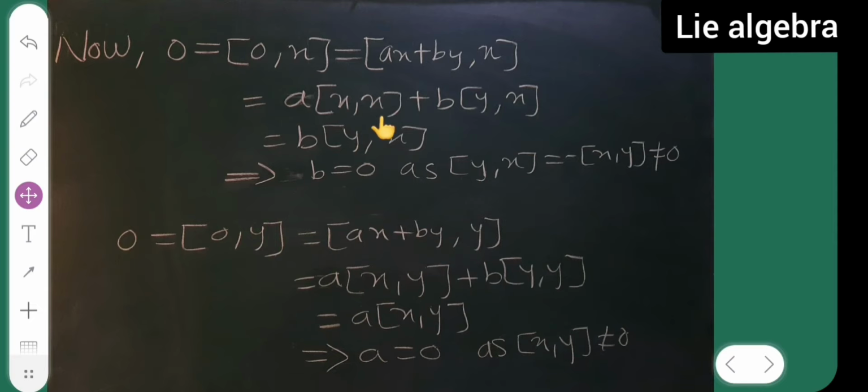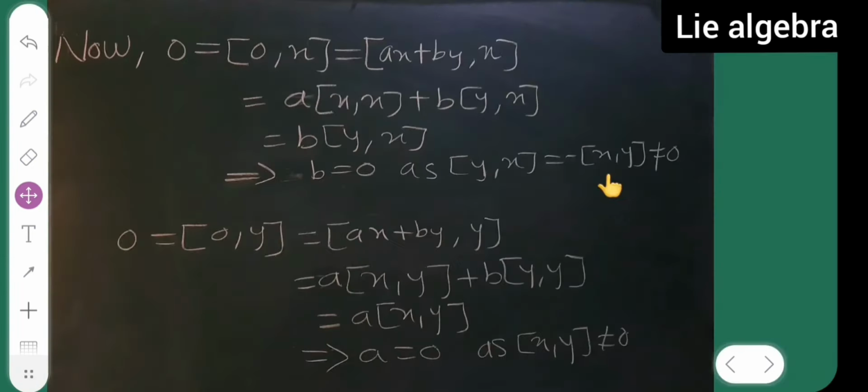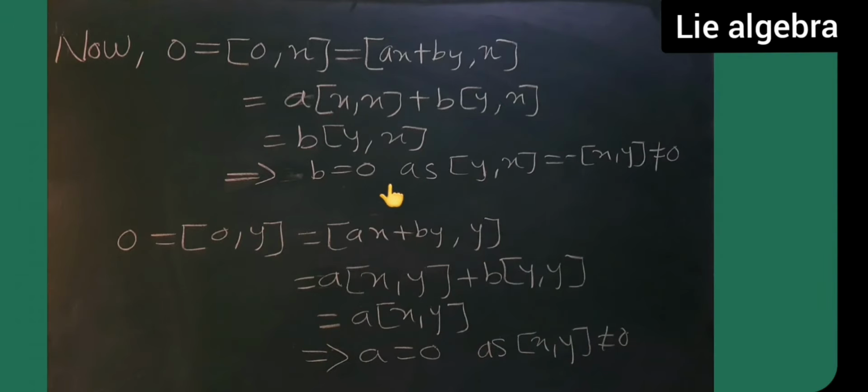Now this is equal to what? Now [x, x] is nothing but what? By alternativity it is 0, right? [x, x] is 0, so this term will become 0. So what will remain? b[y, x] will remain. Now this implies that b is equal to 0, as [y, x] is equal to minus [x, y], which is not equal to 0, because in the question it's given that my [x, y] is not equal to 0. So that's why I have to say finally b is equal to 0. So here also that's why it is [x, y] is not equal to 0.